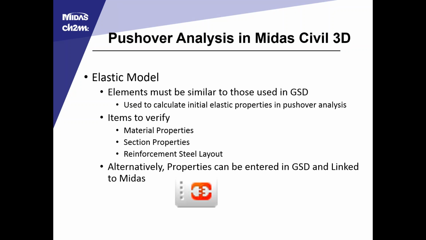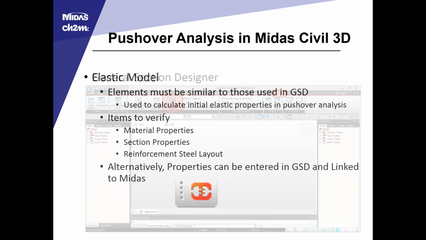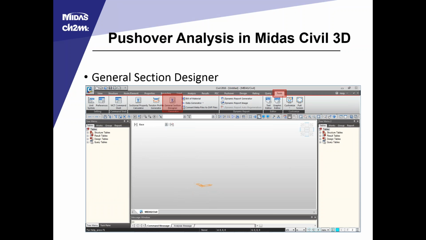Alternatively, and probably a recommended procedure, would be to use the linking tool to link the general section designer section to a program, and that overrides anything that may have already been put into the program and allows the elastic analysis to be based on the elastic section that was defined in the general section designer. To get to the general section designer, it's under the Tools main menu and the general section designer. That's in a similar spot to the section property calculator, the tendon profile generator, and that'll bring up a secondary program.